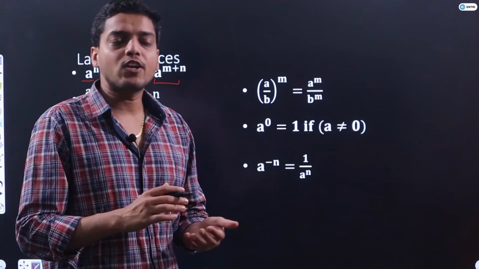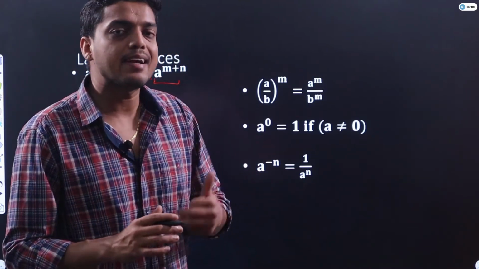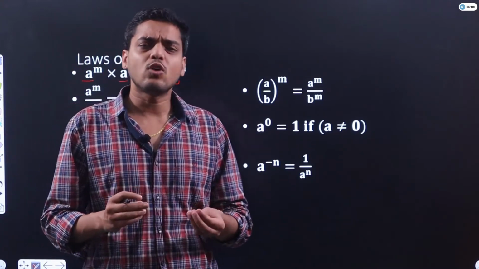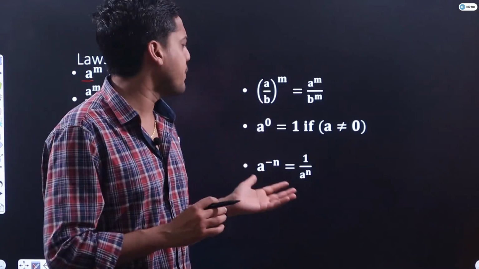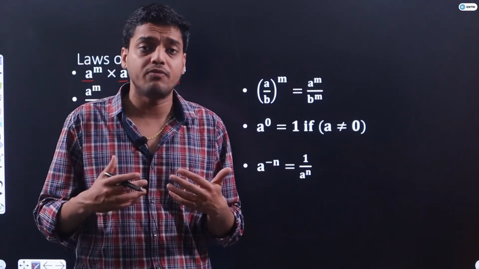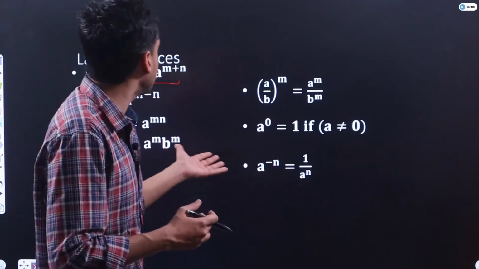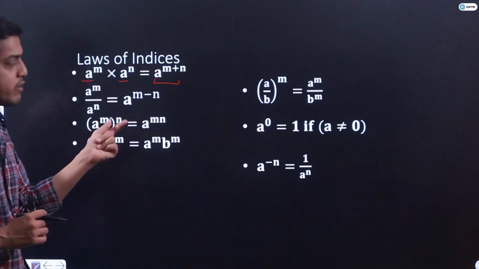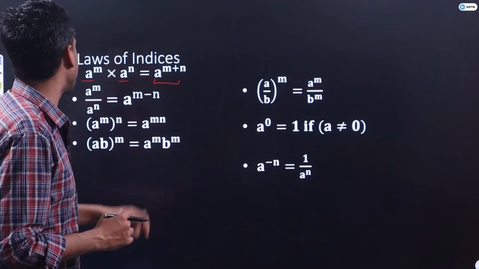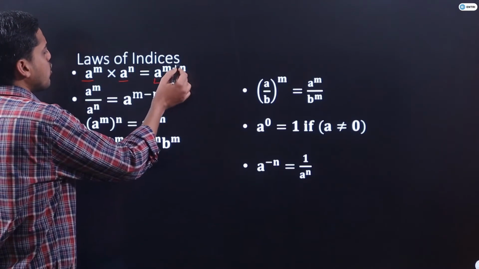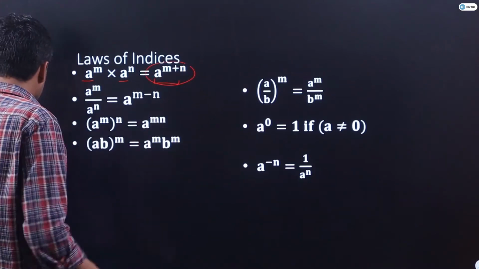In fact, if I talk about this surds and indices topic, it is not that much important, but these are the basics that you must know, and I think 99% of the students know these concepts already. So just a quick revision of this concept. a to the power m into a to the power n will be equal to a to the power m plus n. Let's take an example for this.